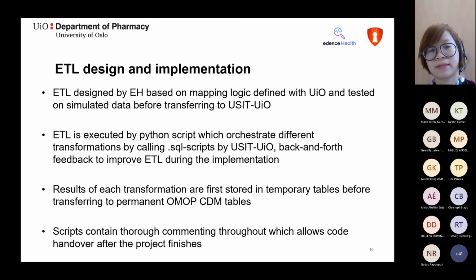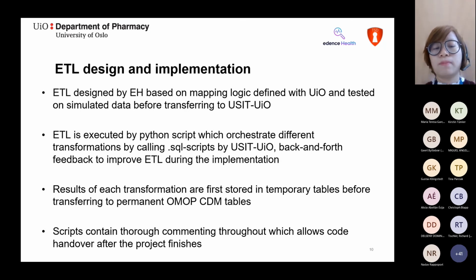The reason for the back and forth feedback is, as I mentioned in the overview of the mapping process, that EdenceHealth do not have direct access to our data. So all the errors that appeared during the implementation on the source data, we needed to send to EdenceHealth, and they tried to improve the ETL that they created on the simulated data. And this is also important, I believe, but I don't know whether the other partners also follow the same pathway: all the results from each of the transformations are stored in temporary tables before transferring into permanent ones. This is quite important because sometimes your ETL or SQL script will not run and fails with an error, and this allows you to store the temporary information so you don't need to rerun everything again, because each time you run the SQL to transform the data from the source data into the OMOP Common Data Model, it takes a really long time.